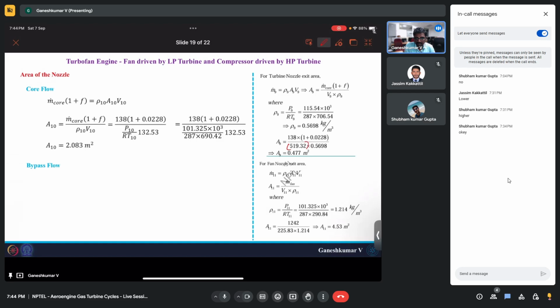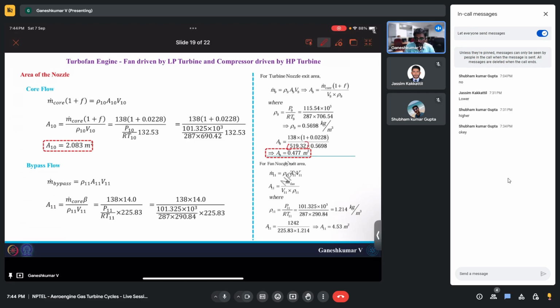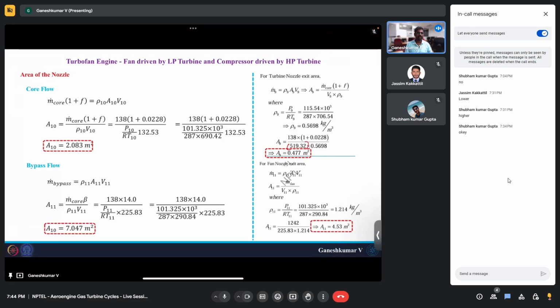Similarly for the bypass flow, the only difference is you have beta. This beta is no more 9, it is 14 now. If you do that calculation, the area of the bypass nozzle will be 7.47, which is higher than the area of the fan nozzle that we saw in the conventional turbofan engine. Again, the bypass ratio has increased, that's the reason.